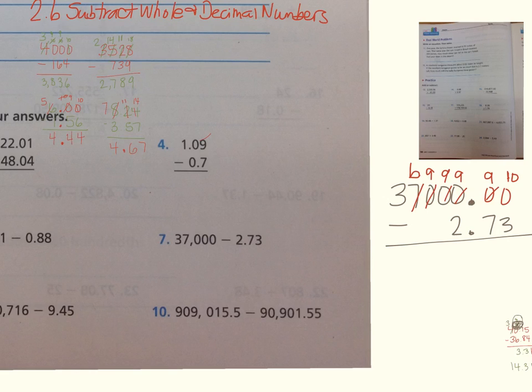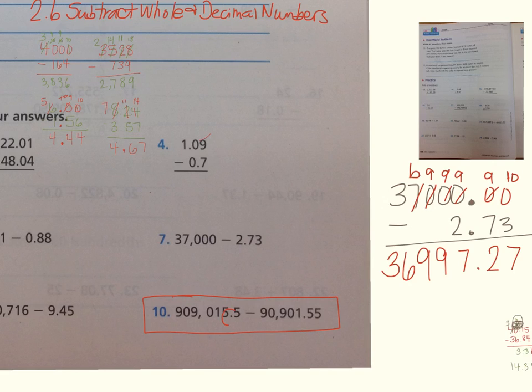Okay, so 10 take away 3 is 7. 9 take away 7 is 2. 9 take away 2 is 7. 9, 9, 6, 3. So it should be 36,997 and 27 hundredths.